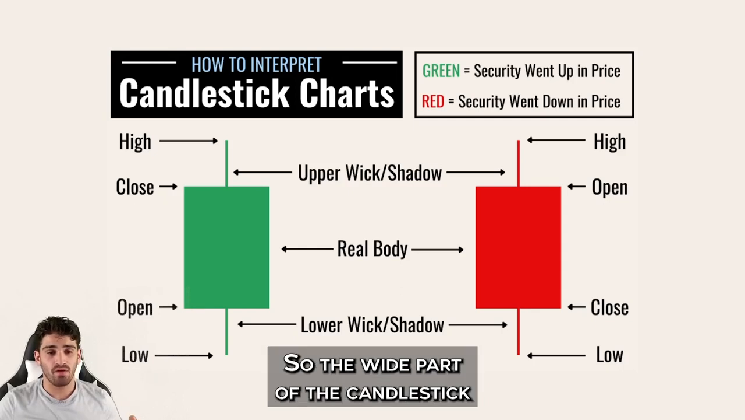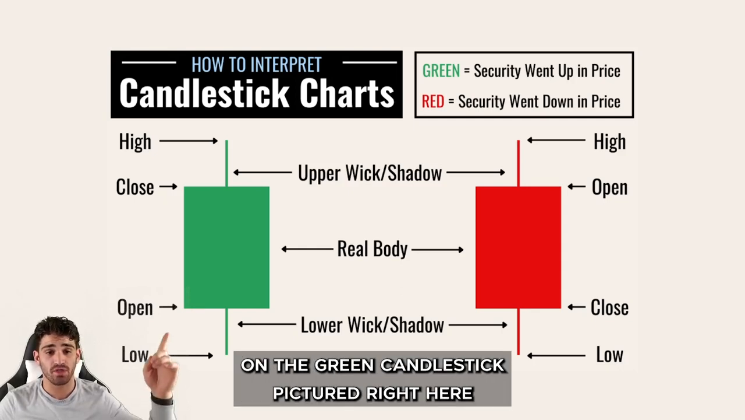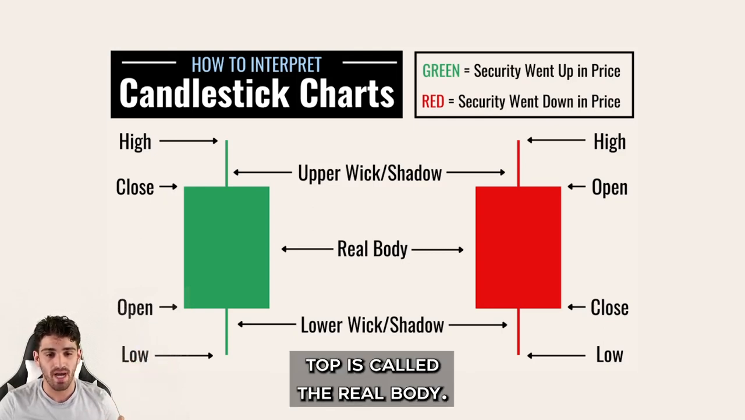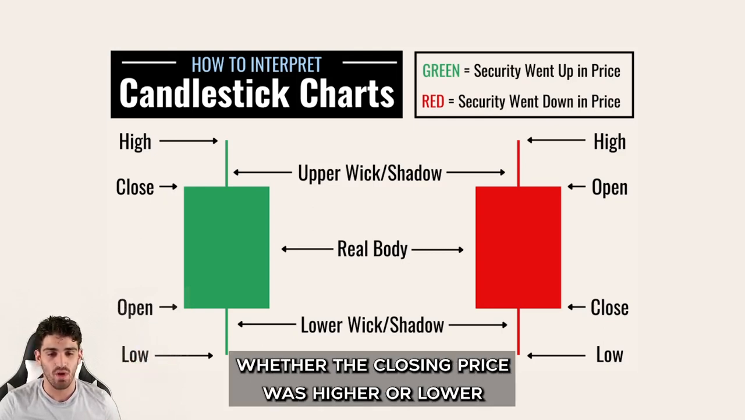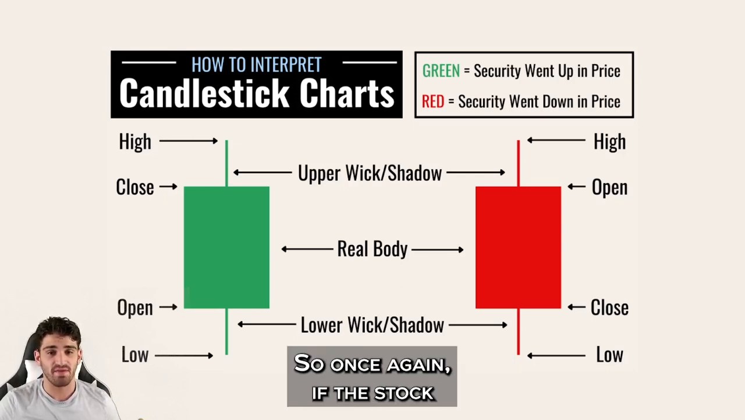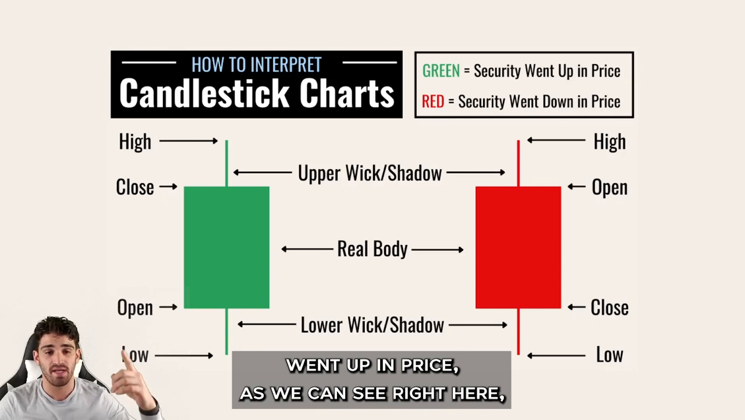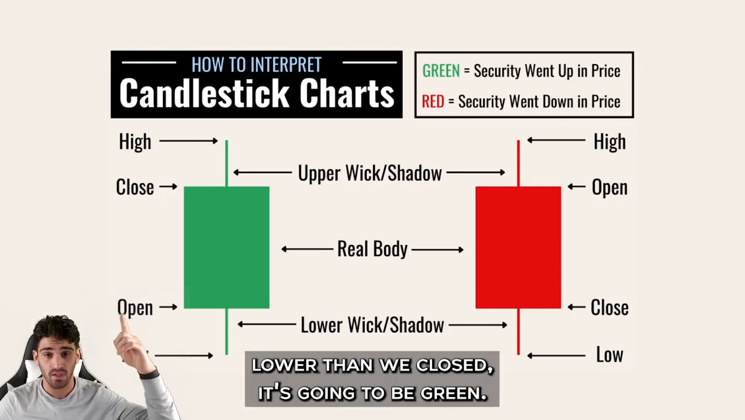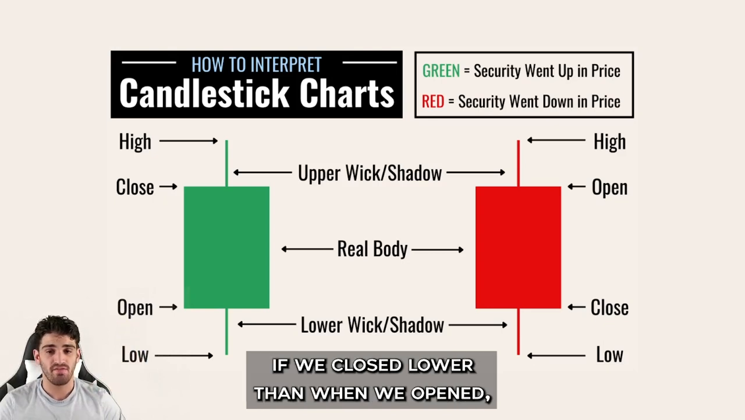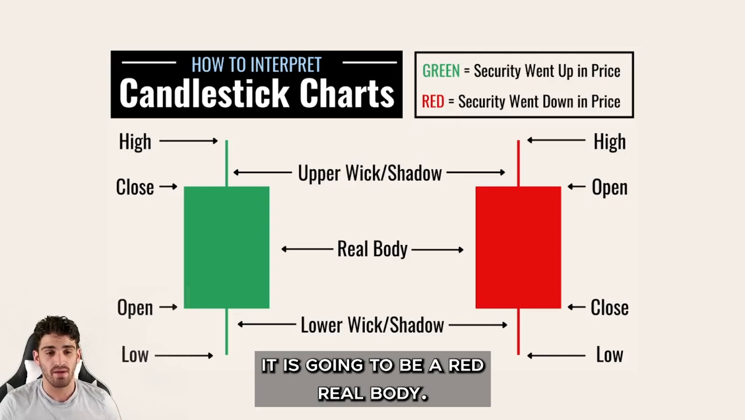The wide part of the candlestick on the green candlestick pictured right here, where you see open to close up top, is called the real body. That basically tells investors whether the closing price was higher or lower than the opening price. So once again, if the stock went up in price, as we can see right here, we opened lower than we closed, it's going to be green. And on the other hand, where you see the red candle to my right, if we closed lower than when we opened, it is going to be a red real body.